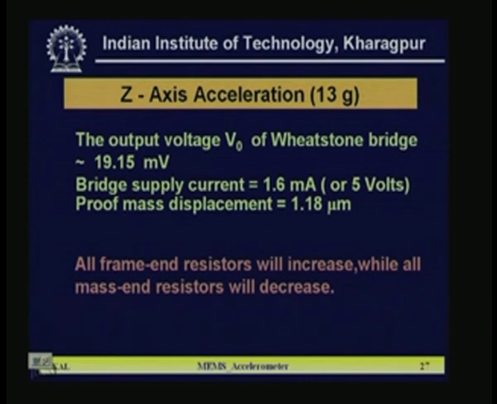If you go for the output simulation, we got the output voltage V naught of the Wheatstone bridge as 19.15 millivolt. Earlier we got nearly 20 millivolt. So as far as Z-axis acceleration is concerned, the output voltage and modal frequency are not going to change at all. Bridge supply current here is again 1.6 milliampere at 5 volt, and proof mass displacement is different, 1.18 micron, whereas in the earlier case it was nearly 3 to 5 micron. Although the proof mass displacement is different, the output voltage is almost the same. That means as far as output is concerned, it will not change at all.